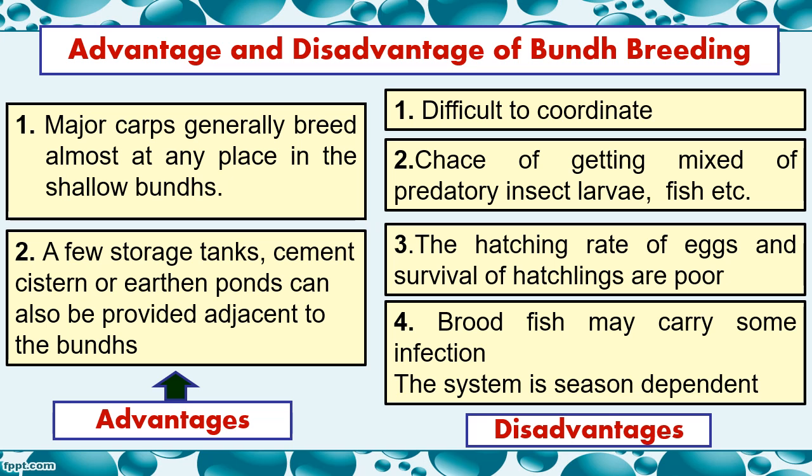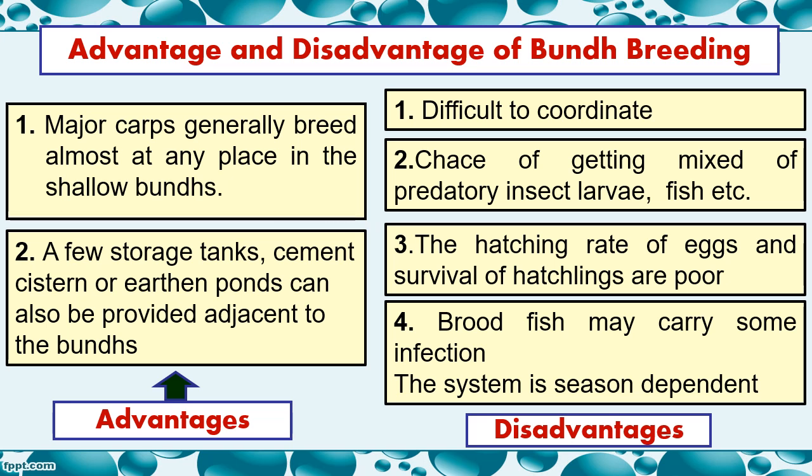Let us come to the advantages and disadvantages of bund breeding. On the left hand side you can see the advantages of bund breeding. On the right hand side are the disadvantages. The advantages are: major carps generally breed almost anywhere in the shallow bunds. That is one of the advantages. Secondly, a few storage tanks, cement cisterns or earthen ponds can be provided adjacent to the bunds so that the breeders can keep the brood fishes before releasing them to the bunds.